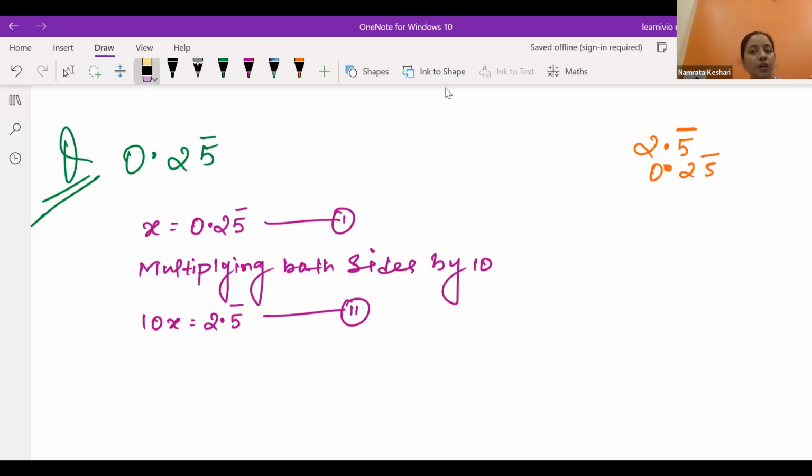How? The first one, 2.5 bar, we can write as 2.5 and then 5 bar. Because 5 bar means 5, 5, 5, 5, infinite 5s. If from those infinite 5s you take out one 5, nothing will change. It's just like a sea. From that sea you are taking a glass of water. Will the water get decreased? No. Getting it?